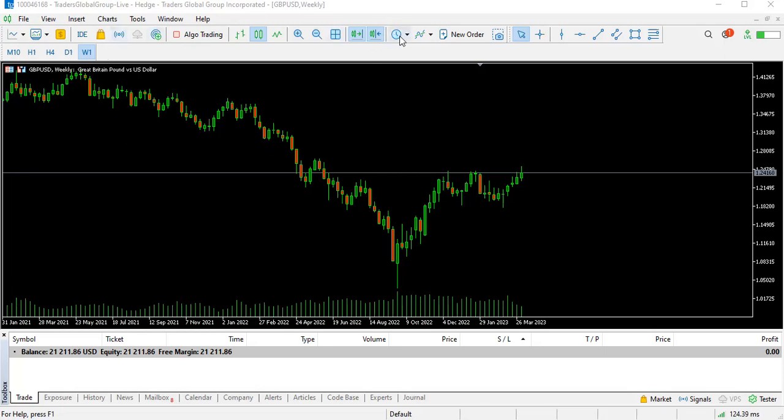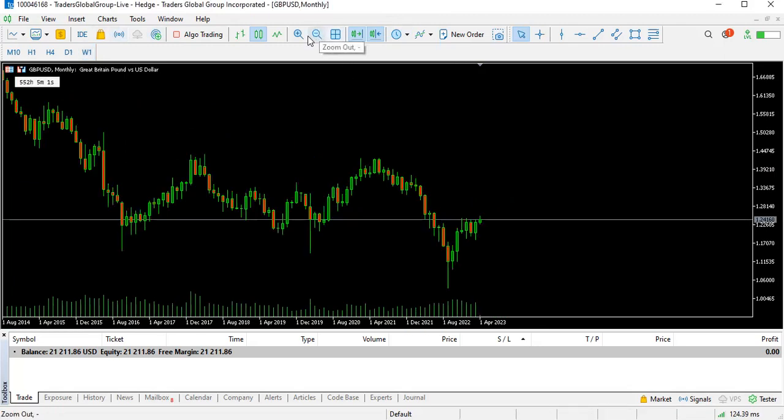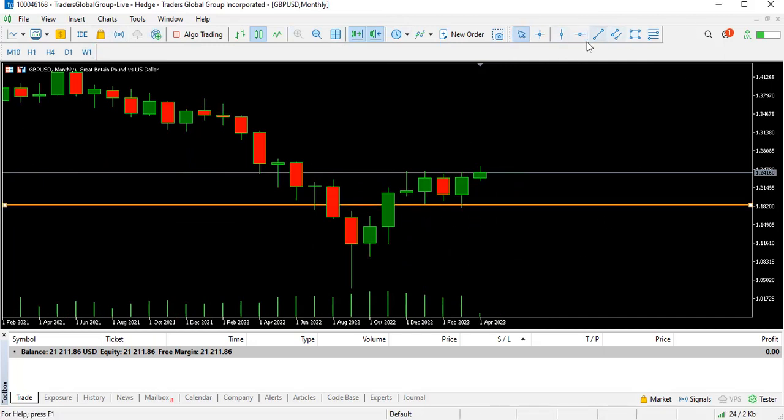Let's start from the monthly, like we always like to do. I told you the last time that this green, red, green is a bullish pattern, and it shows that the market will go up, and you see that's what is already happening here.